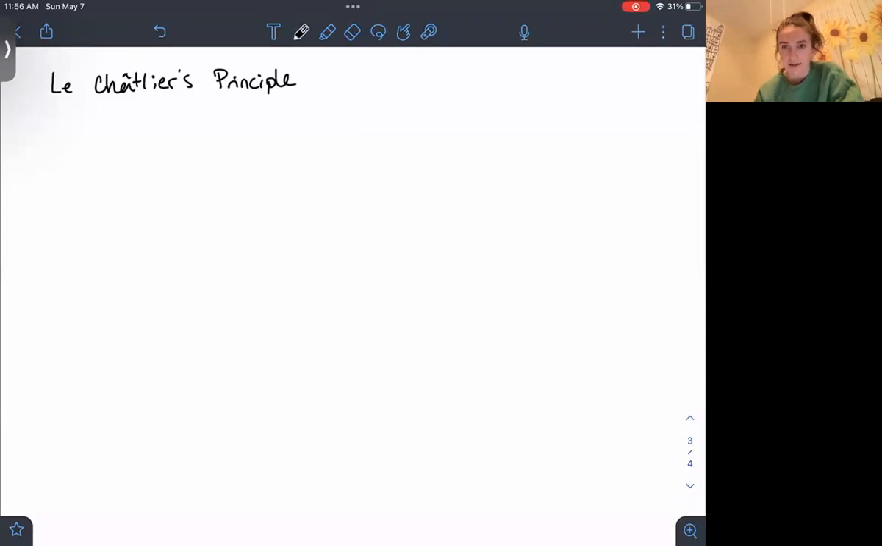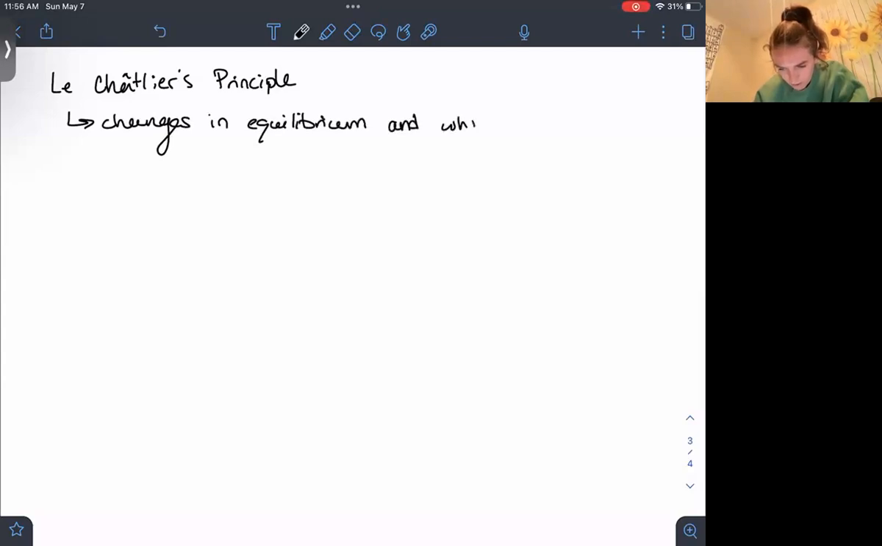Looking at Le Chatelier's principle, this is going to determine how equilibrium is affected and what's going to happen if equilibrium is disturbed. So this is going to be changes in equilibrium and what results from that.